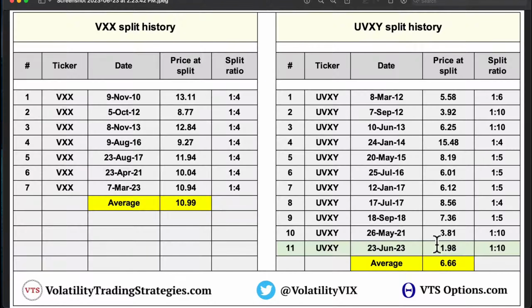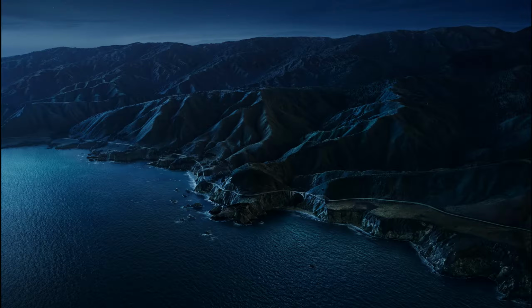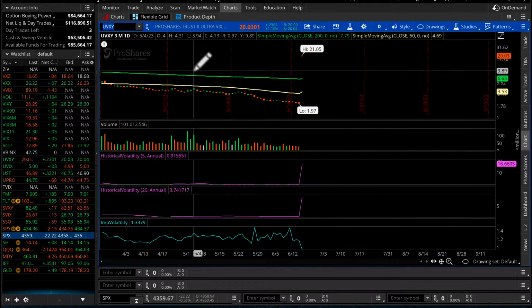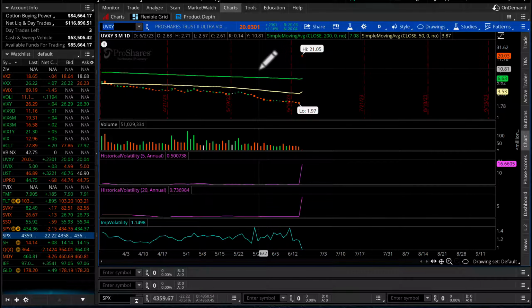But if you average out all the prices on the day of the reverse split, we can see a rather ominous number there, averaging out to 6.66. So I'm not overly superstitious, but there it is. But the $1.98 certainly was a huge surprise, and we've been waiting forever. But it did finally happen. So now the UVXY is at 20. Look, if the market remains stable for a little while, it's going to do another reverse split pretty soon anyway.